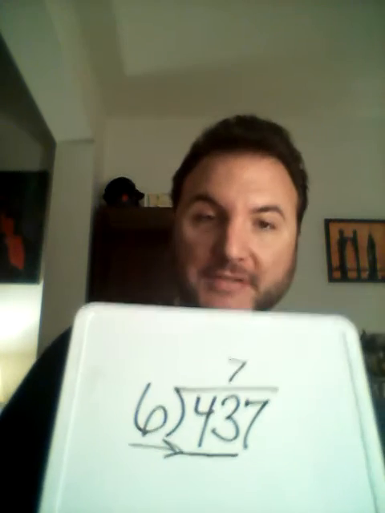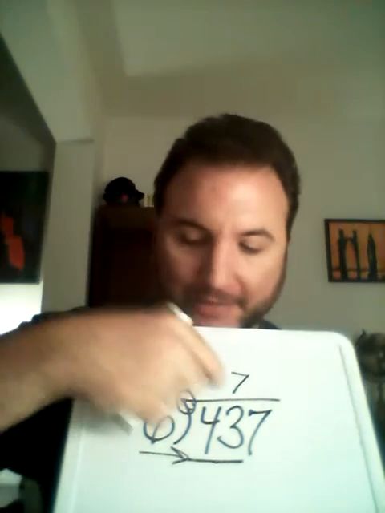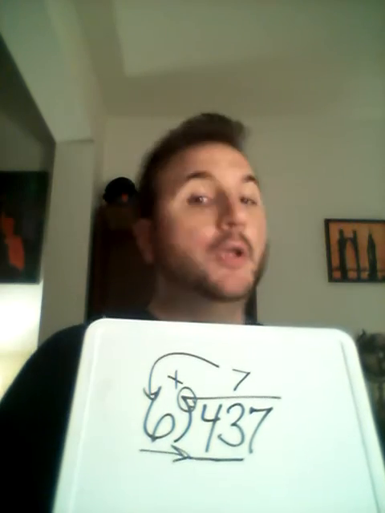What am I going to do with the 7? I'm going to do what's called multiplying around the corner. Multiplying around the corner. So I'm multiplying 7 times 6. What did I say it was? 42. I put the 42 down here under the 43.